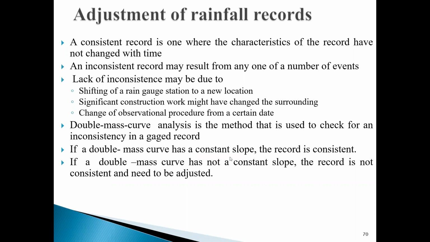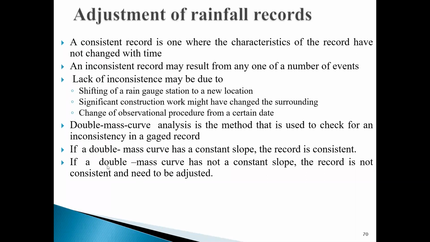But if a double mass curve does not have a constant slope, that means there is a deviation or a change in the slope of the straight line, then the record is not consistent and needs to be adjusted. So basically, in a particular area, you have n number of rain gauges. In one of the rain gauge stations, the trend in the rainfall record has deviated from the original record. This deviation has occurred because of a change in the environment surrounding the station. These are some of the factors which affect the catch of the rain gauge.